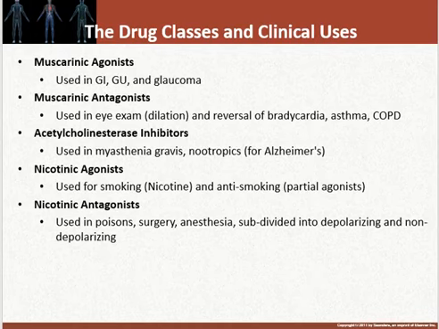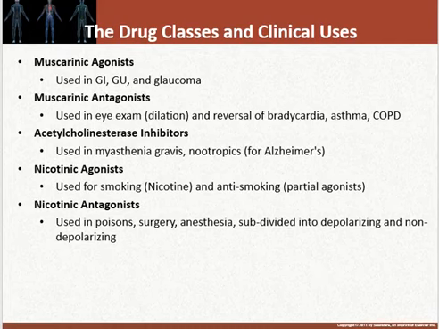The acetylcholinesterase inhibitors have been used and are used in myasthenia gravis, and they've also been kind of expanded for Alzheimer's disease, and so we'll talk about this in the brain behavior and cognition block. They're called nootropics, so they're memory enhancers.